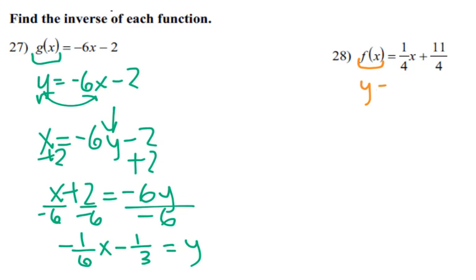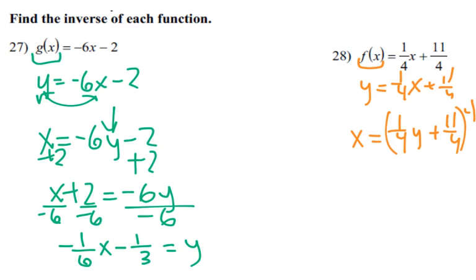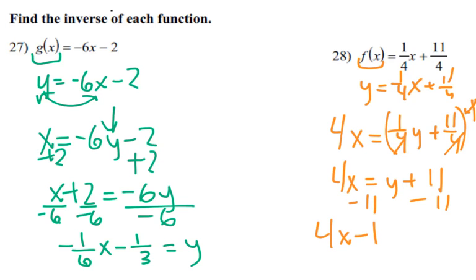Okay, 28, same idea. Make this a y, because it's just easier to deal with. Then swap the x and the y, so I get x equals 1/4 y plus 11/4. Then I'm going to times everything by 4 to get rid of those fractions. So we get 4x equals y plus 11, because the 4 cancels out. Subtract 11, and I get 4x minus 11 equals y.